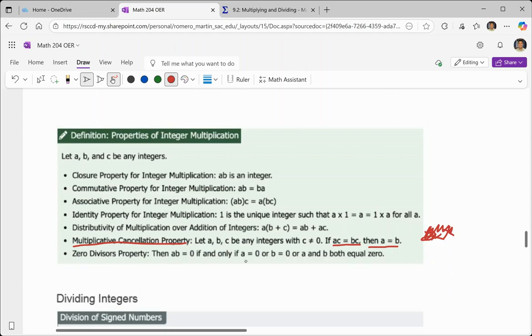And then, when you multiply two numbers and the product equals 0, then one of those numbers or both has to equal 0. So if I say A times B equals 0, that is only true if A or B equals 0, or both are equal to 0. That's the only thing. Okay, that's it for multiplication.